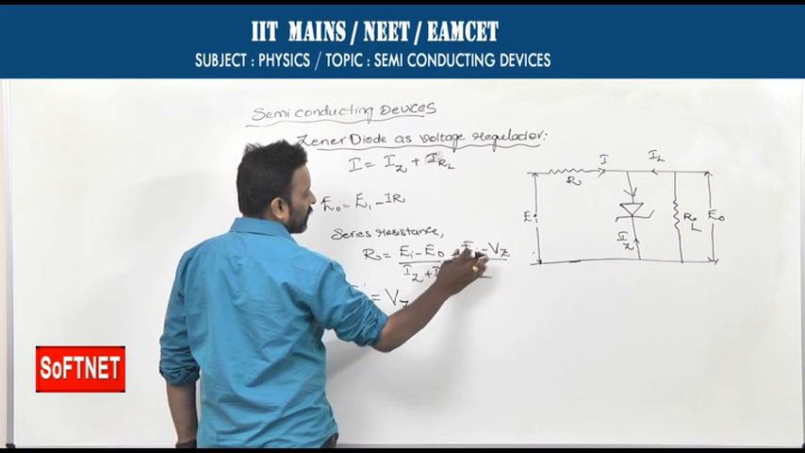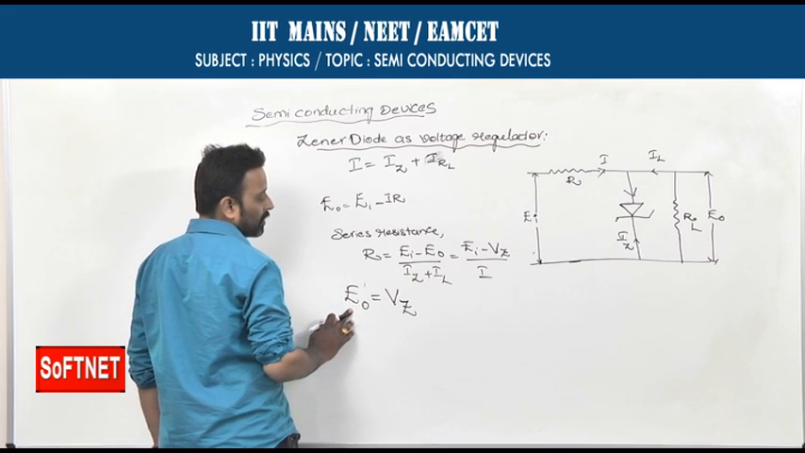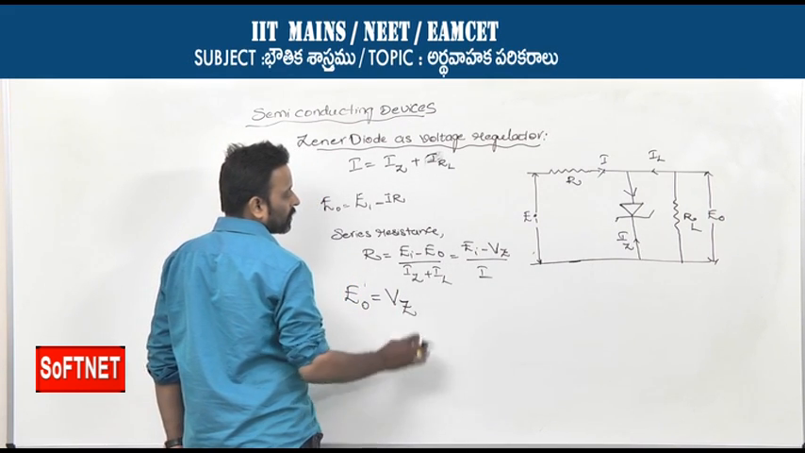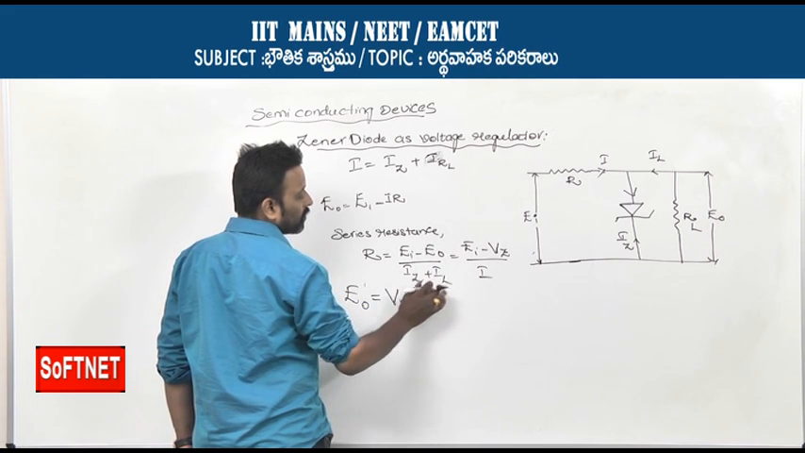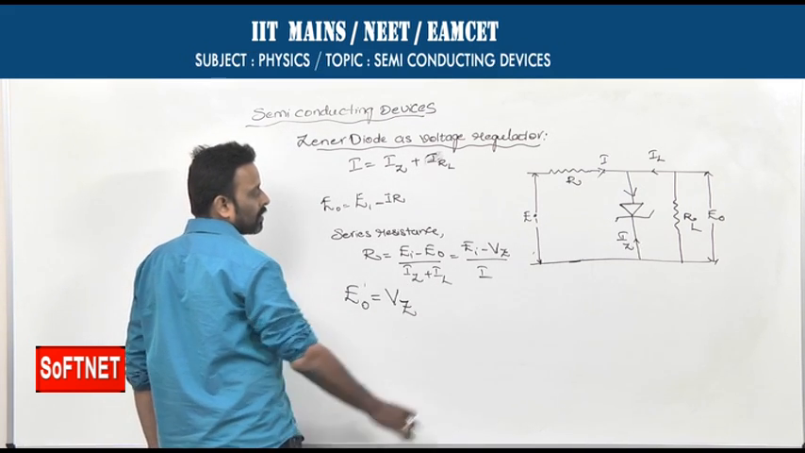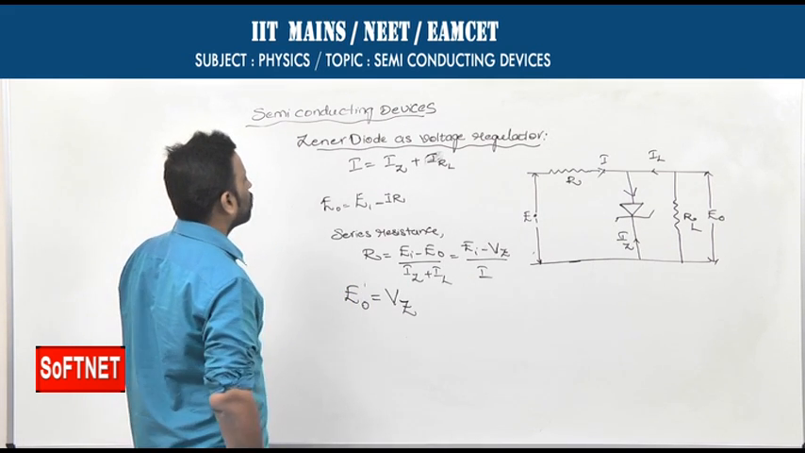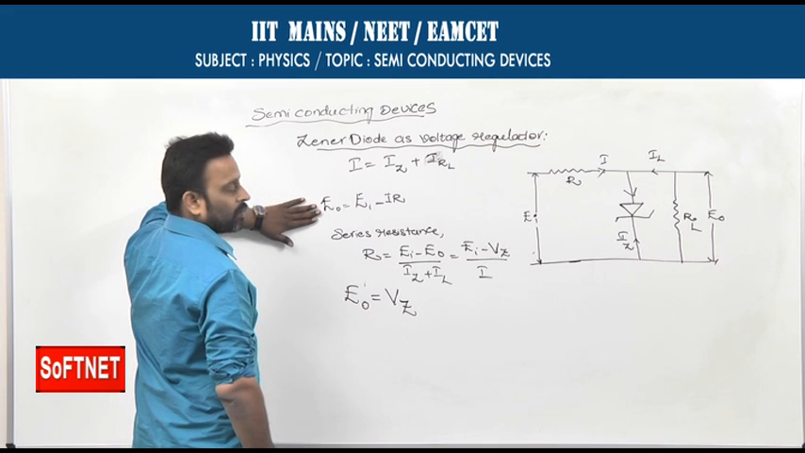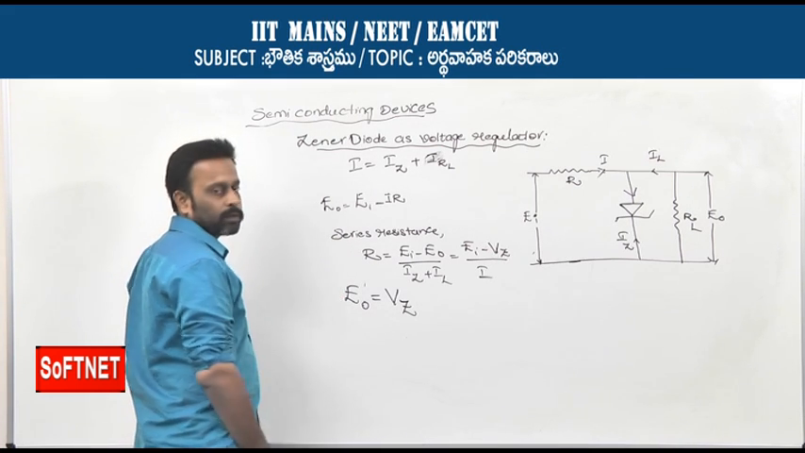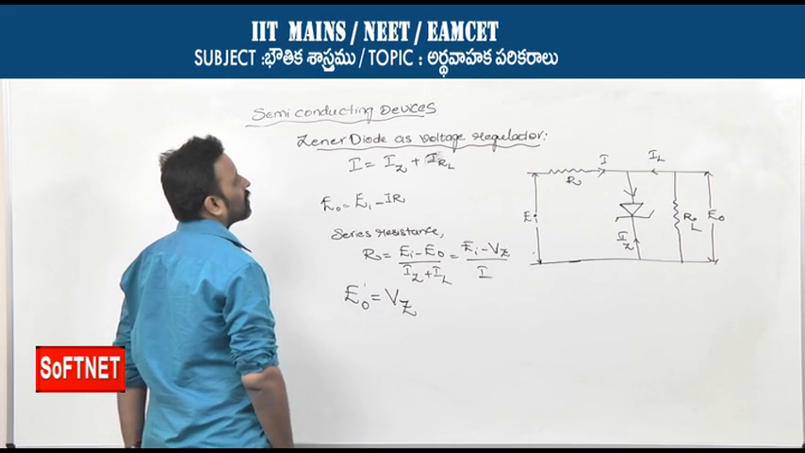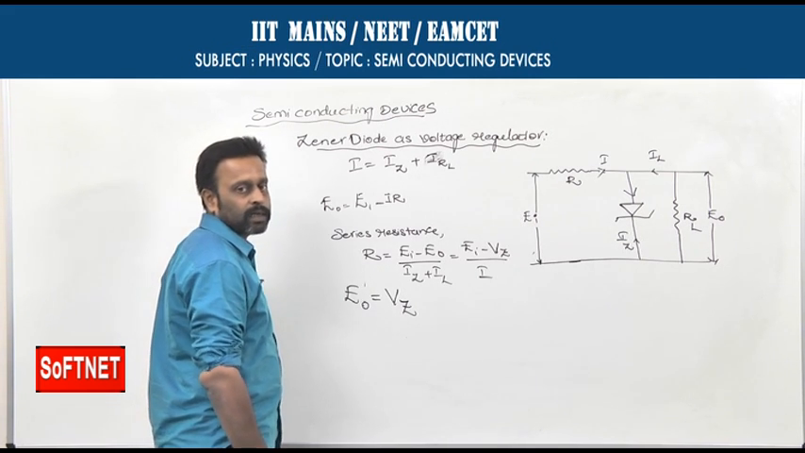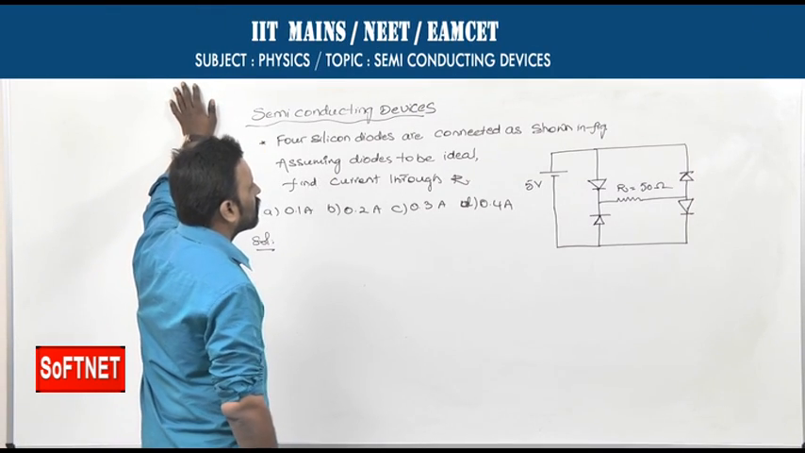Here EI minus, as voltage across the output is always equivalent to the voltage across the diode, in place of E0 I am writing VZ. And as the total current is getting divided into two parts, the current through the diode and the current through the load resistance, in place of IZ plus IL I am writing total current I. So these are the values of total current, input voltage, the series resistance, the voltage applied across the diode and the output voltage. This is how the Zener diode can be operated as a voltage regulator only when it is operated in reverse bias condition.